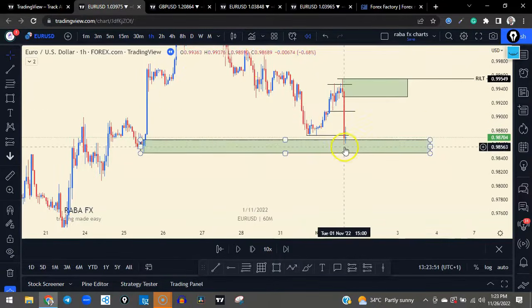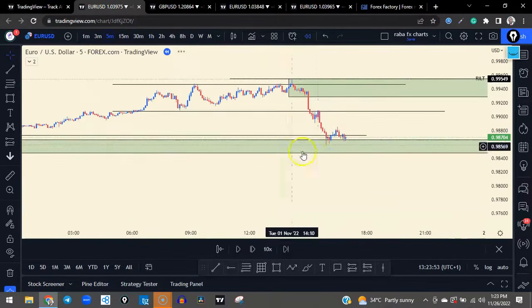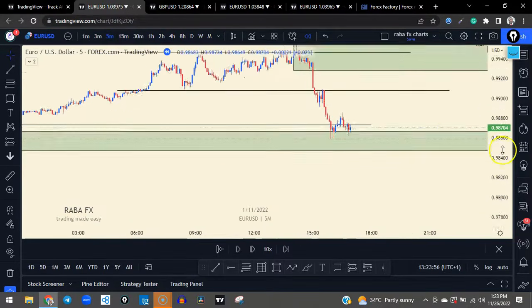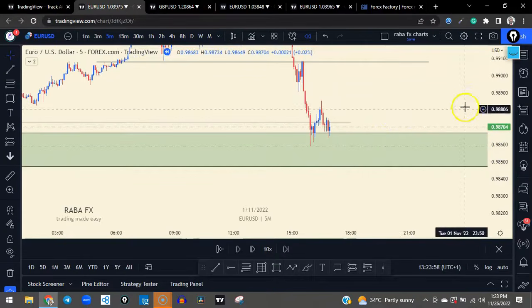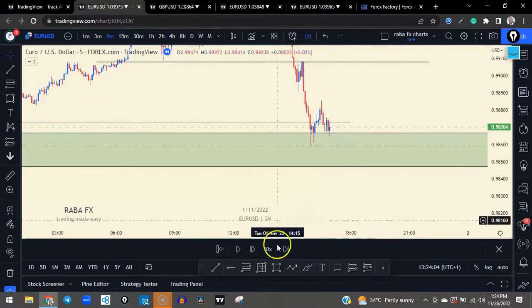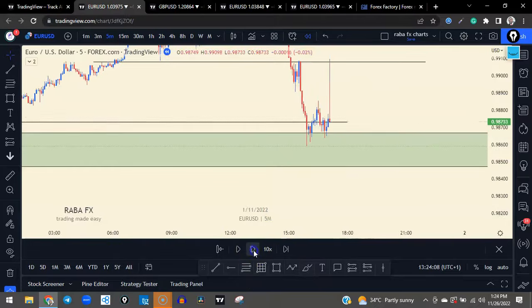Now, our entry will be to go to the 5 minutes time frame. And what are you looking for? You are looking for a CHOCH, a change of order flow, or you look for what? Supply and demand flip entries. So, without wasting time, I'm going to play this.